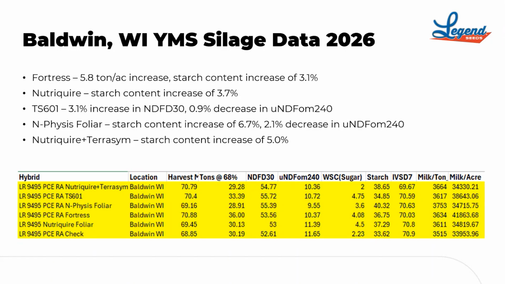But this is just the one data set I wanted to hone in on because I thought it was kind of cool because each individual product changed things the way that I have seen them change corn silage, whether it be through the starch or whatever. It's been consistent year over year here.